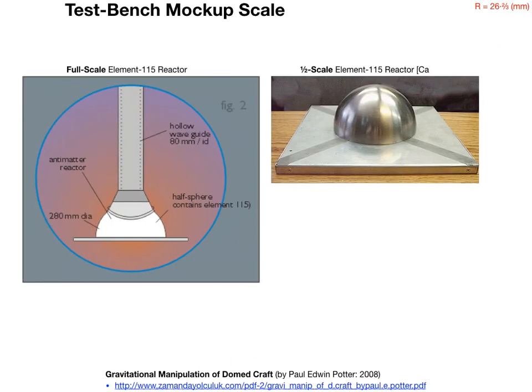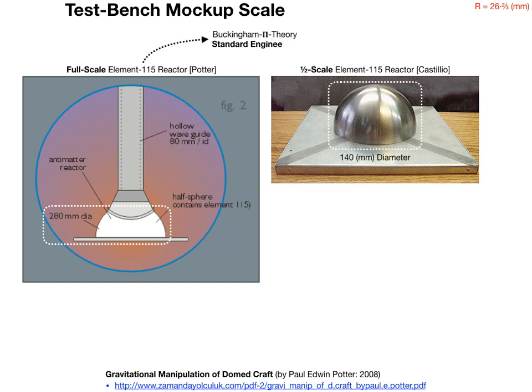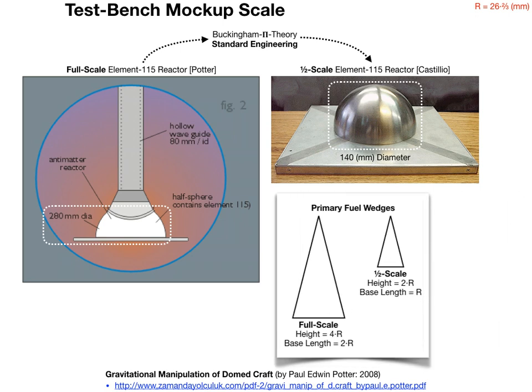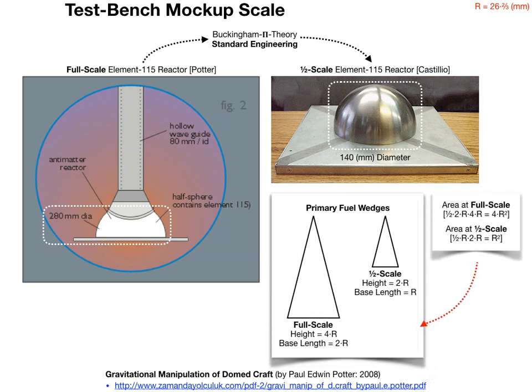Paul Edwin Potter states on page 365 in his book titled Gravitational Manipulation of Domed Craft that an element 115 reactor had been built by Bob Lazar's S4 associate, Barry Castillo, which had been built prior to Lazar's arrival at S4. The first rule of physical modelling that any mechanical engineering student will tell you is that mock-ups are almost never constructed on a one-to-one scale.